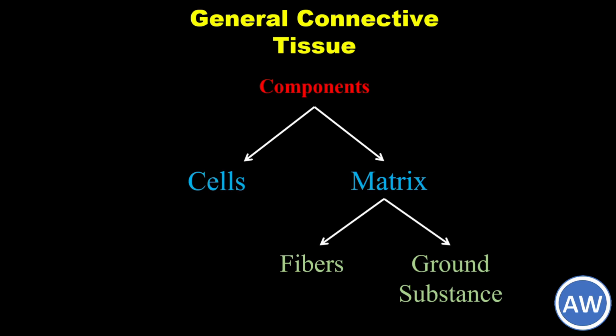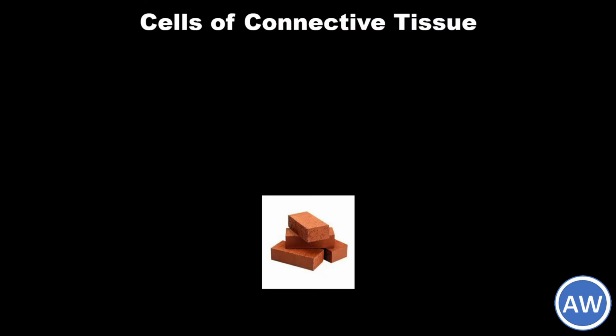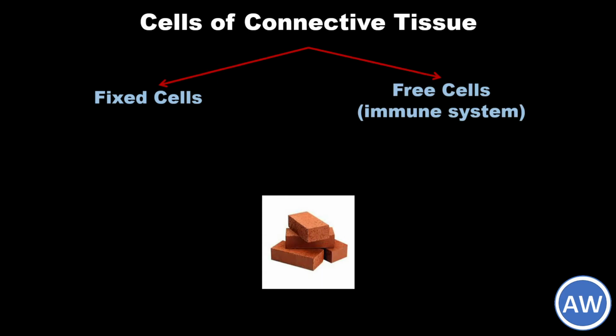Now, as we move on to describe the first component, that is the cells of the connective tissue, the cells of the connective tissue can be divided into those that are intrinsic components of the connective tissue and those that belong to the immune system but are commonly seen in the connective tissue. In the first group, that is the cells which are intrinsic to the connective tissue, these types of cells are also known as the fixed cells.